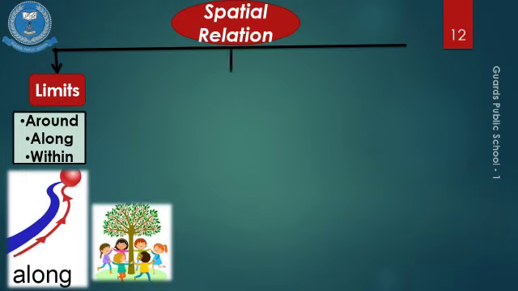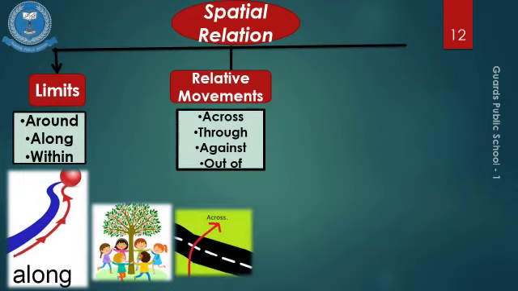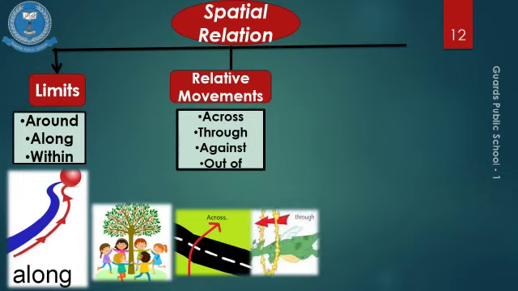The second type is relative movements, which includes across, through, against, out of. In this image, you can see this arrow moving across the road. In the second image, you can see this flying creature passing through this ring of fire.